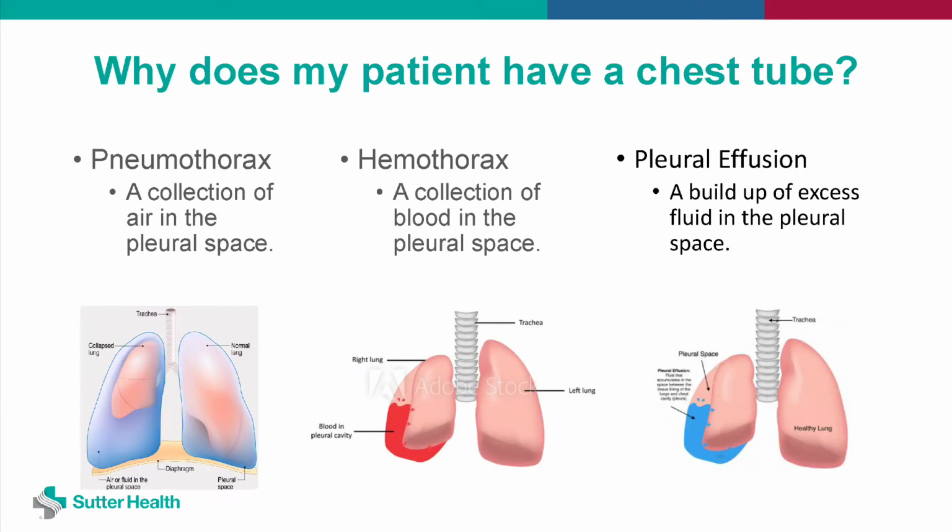They could have a pneumothorax, which is a collection of air in the pleural space, a hemothorax, a collection of blood in the pleural space, or a pleural effusion, which is a buildup of excess fluid in the pleural space.